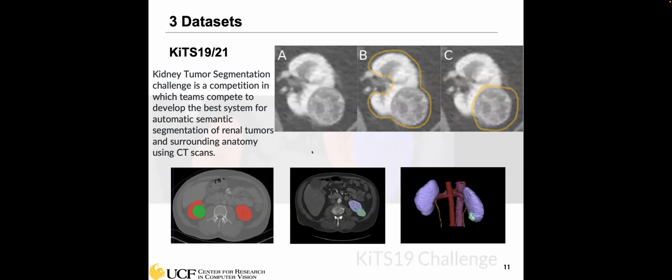And this dataset, KiTS, 2019 and 2021, this just indicates different years because they have this competition. For this dataset or challenge, they were aiming for kidney tumor segmentation using CT scans. Here are some of the examples. This is one view of the CT scan, and the green one indicates the kidney tumor.